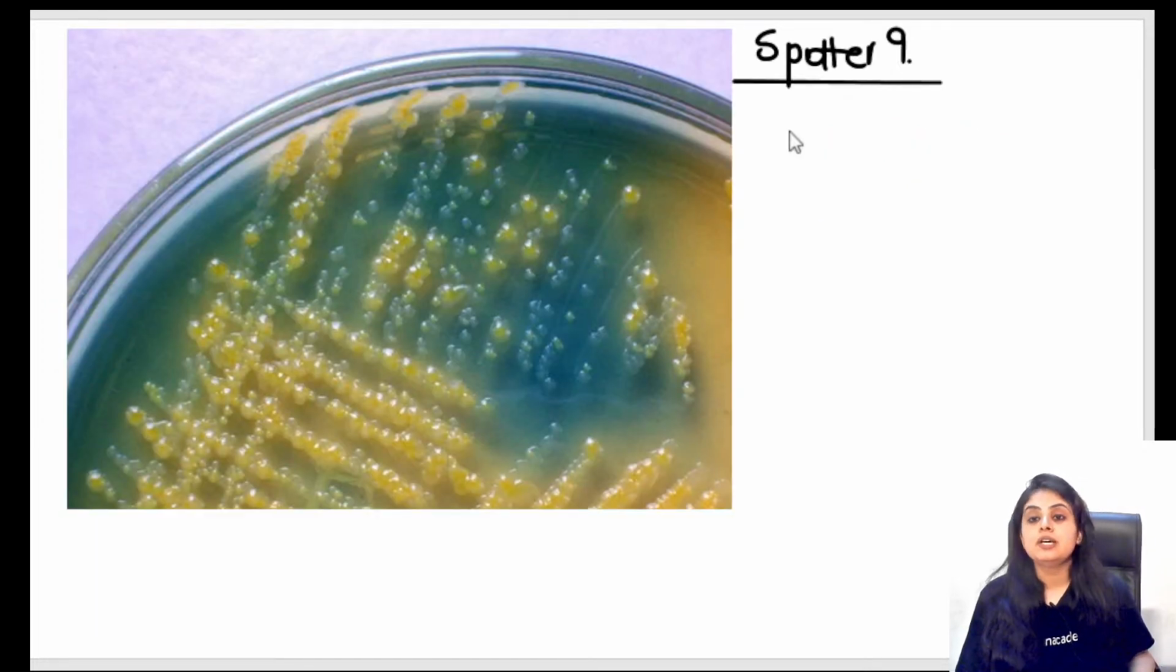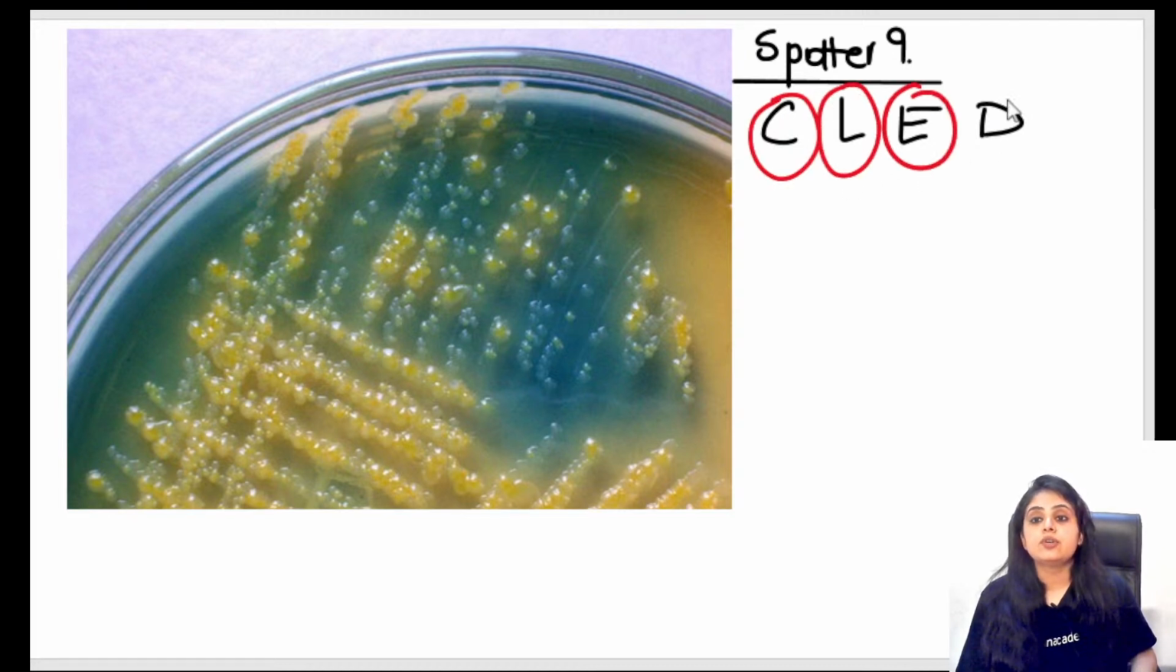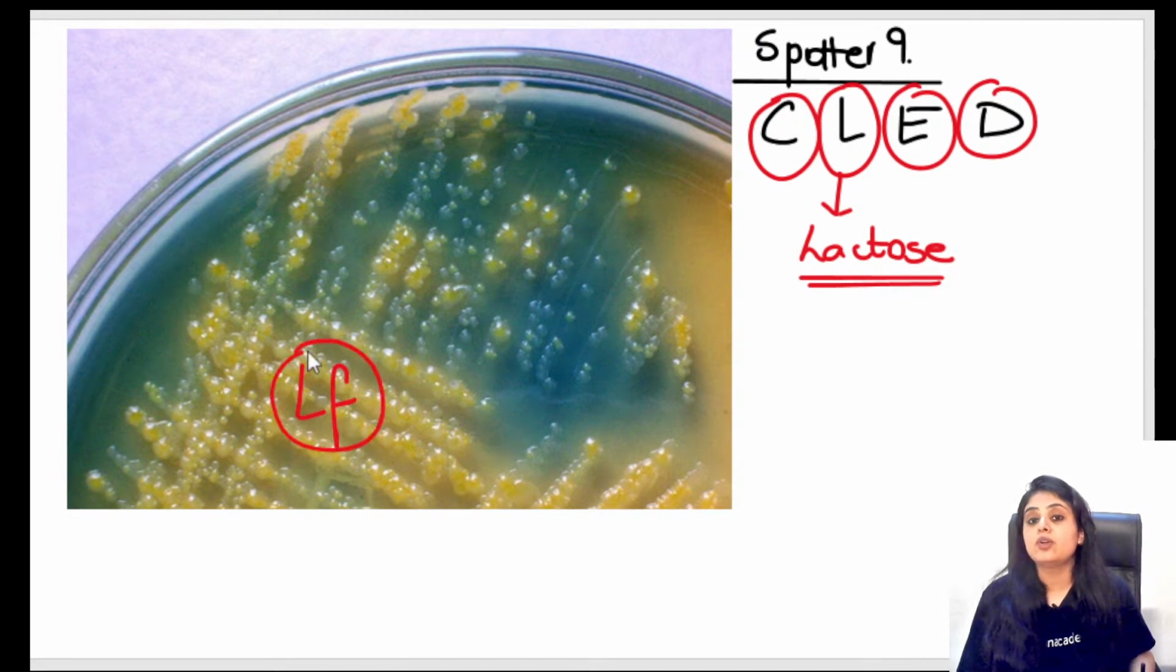You don't need to know the full form, but if I tell you, it is cysteine lactose electrolyte deficient. Lactose is again present over here, meaning I want to differentiate whether something is a lactose fermenter or not. Here, what color has lactose fermentation given us? On lactose fermentation, we've got a yellow color.